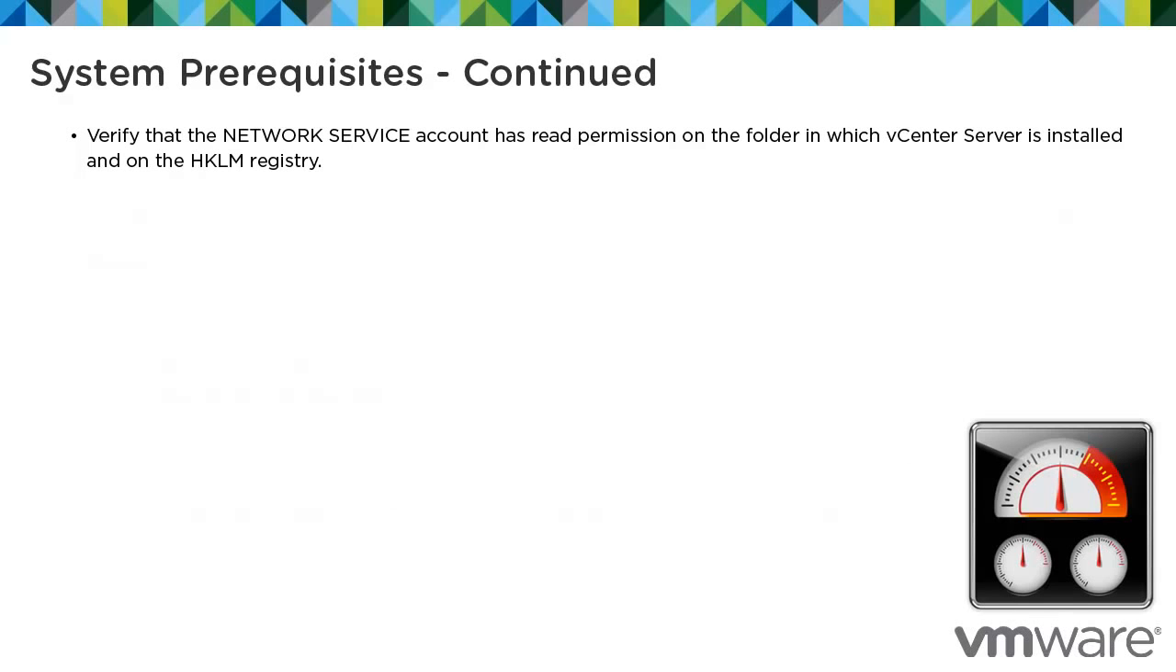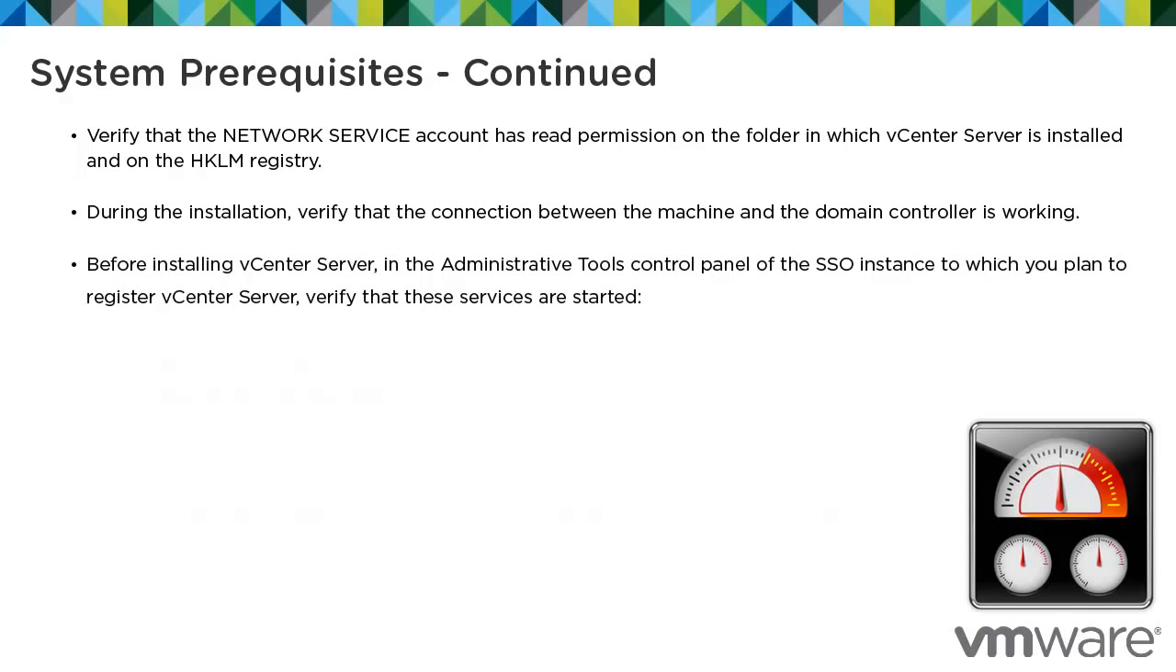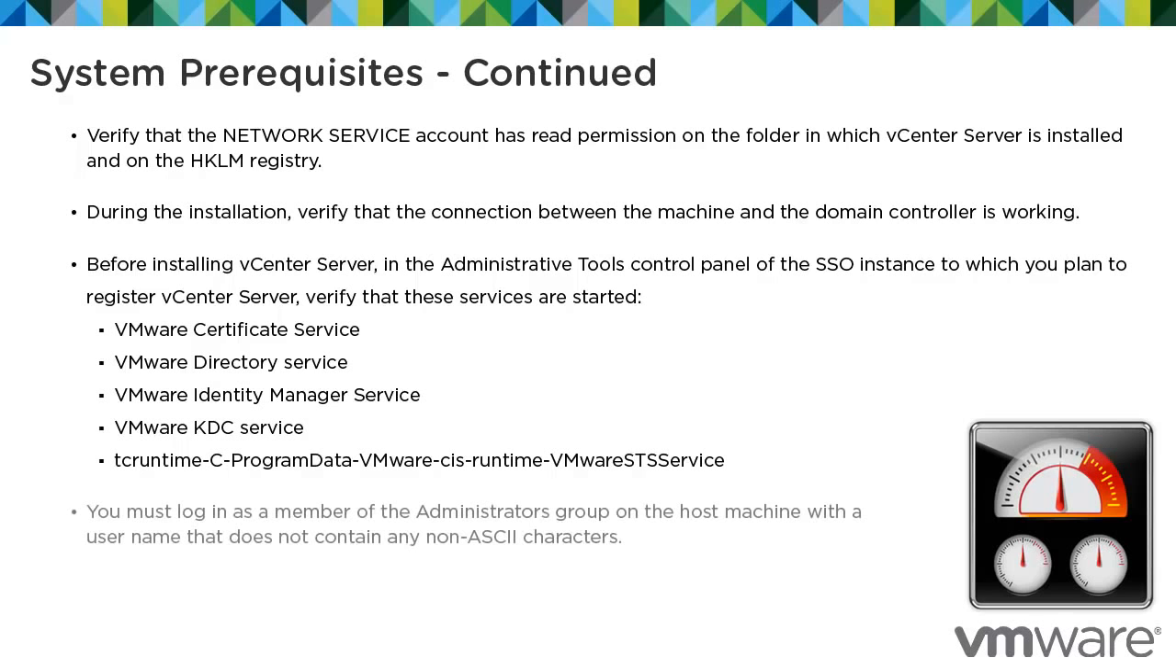Verify that the network service account has read permission on the folder in which vCenter Server is installed and on the HKLM registry. During the installation, verify that the connection between the machine and the domain controller is working. Before installing vCenter Server, in the Administrative Tools control panel on the Single Sign-On instance to which you plan to register vCenter Server, verify that the following services are started. You must log in as a member of the Administrators group on the host machine with a username that does not contain any non-ASCII characters.